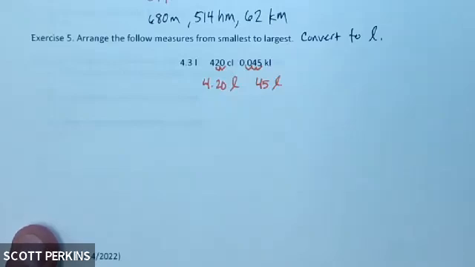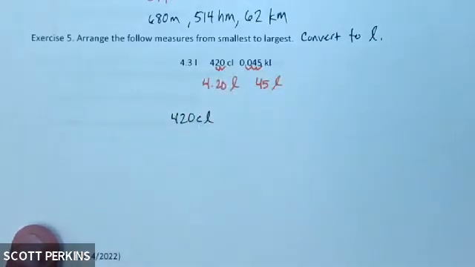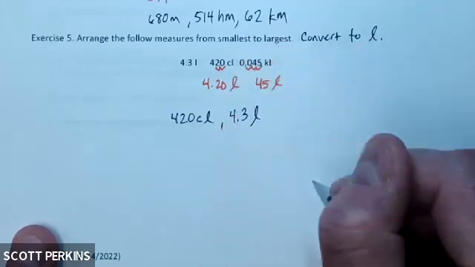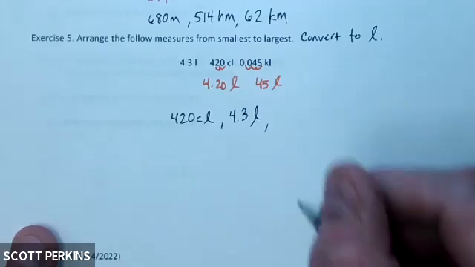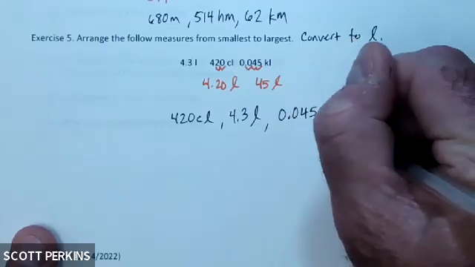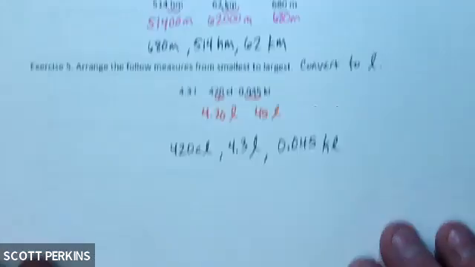So one final time, from smallest to largest, it turns out the 420 centiliters is the smallest of those measures. The next one is the 4.3 liters. That's the next smallest. And the largest of them is the 0.045 kiloliters. That's the largest of those units. So when you go to do your homework, that is what we are covering from section 7.1. Flip the page on your packet.